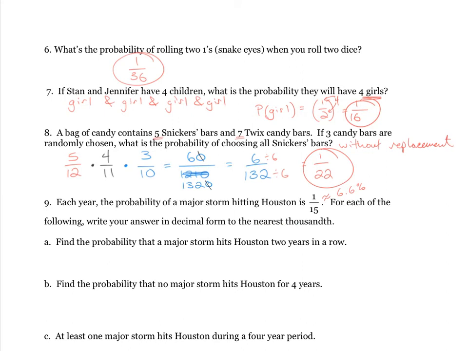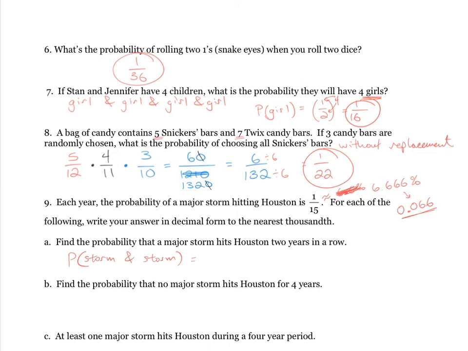If we're going out to thousandths, then I want to write this as 6.666%, or as a decimal, 0.066. There we go. That's what I was thinking of over here. Only 2 6s. All right. So find the probability that a major storm hits Houston 2 years in a row. That means we will have the probability of storm and storm.